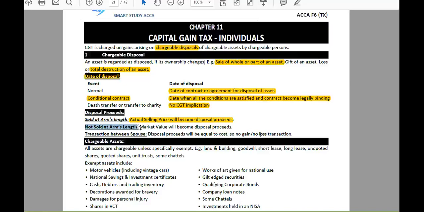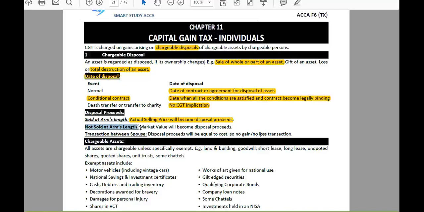Normally, whenever the term gift is used, we think transfer of an asset without receiving any consideration, transferring an asset free of cost. Students, please remember, if you have transferred an asset without receiving any consideration, it is gift. But if you have sold an asset below the market value, it's also an example of the gift.